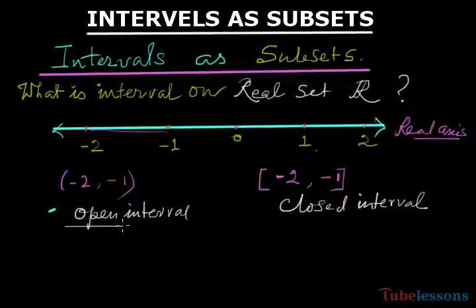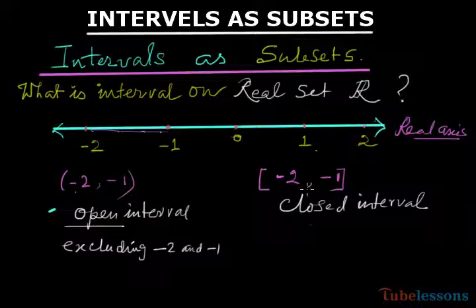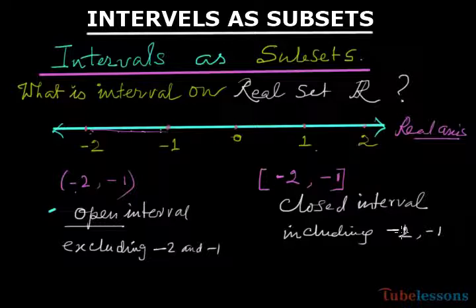Now what do you mean by open interval? Open interval means we consider all points between minus 2 and minus 1, excluding minus 2 and minus 1. Whereas in a closed interval, we consider all the numbers between minus 2 and minus 1, to the right of minus 2 and to the left of minus 1, including minus 2 and minus 1. So clear, in an open interval we are not taking the extreme values, just all numbers between minus 2 and minus 1.